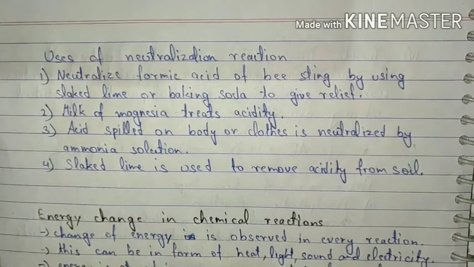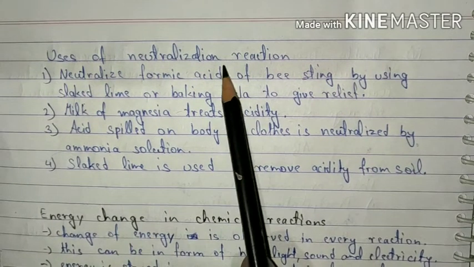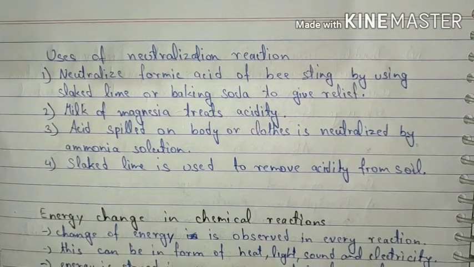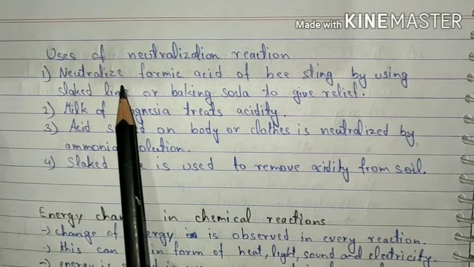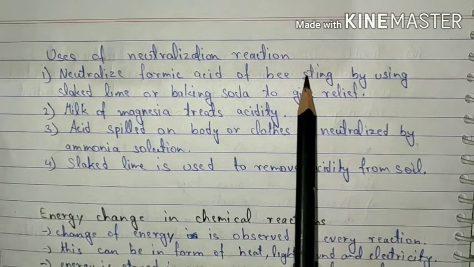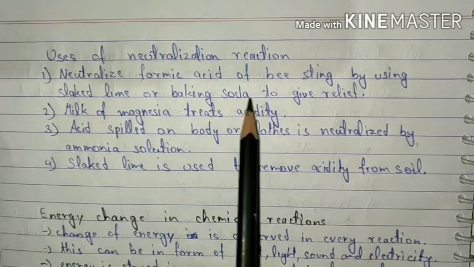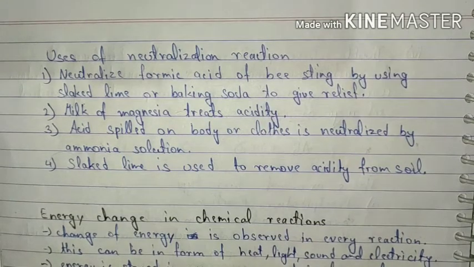Let's move on to the next topic, which is uses of neutralization reaction. Students, in our day-to-day life we have a wide variety of uses of neutralization reaction. As you can see here itself, it is used to neutralize formic acid from a bee sting by using slaked lime or baking soda to give relief.